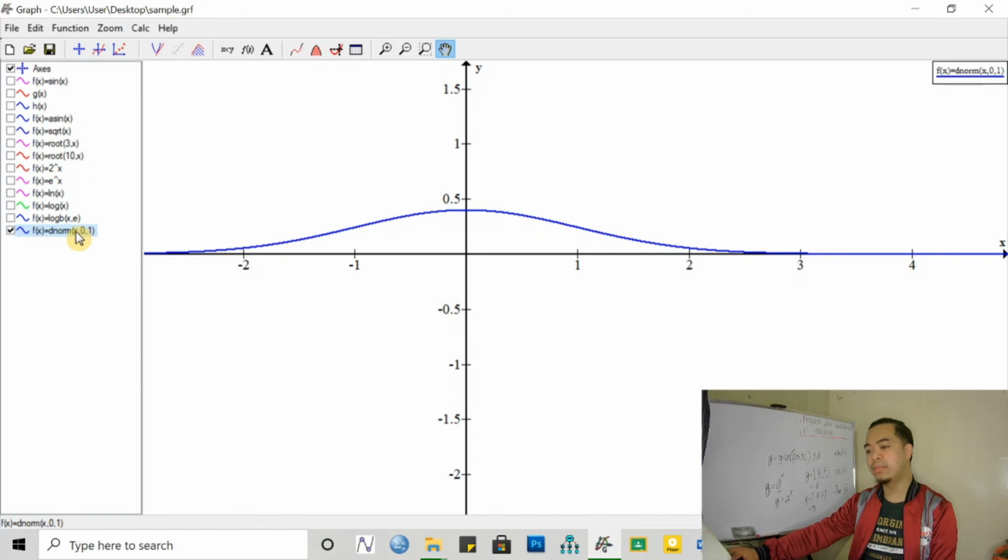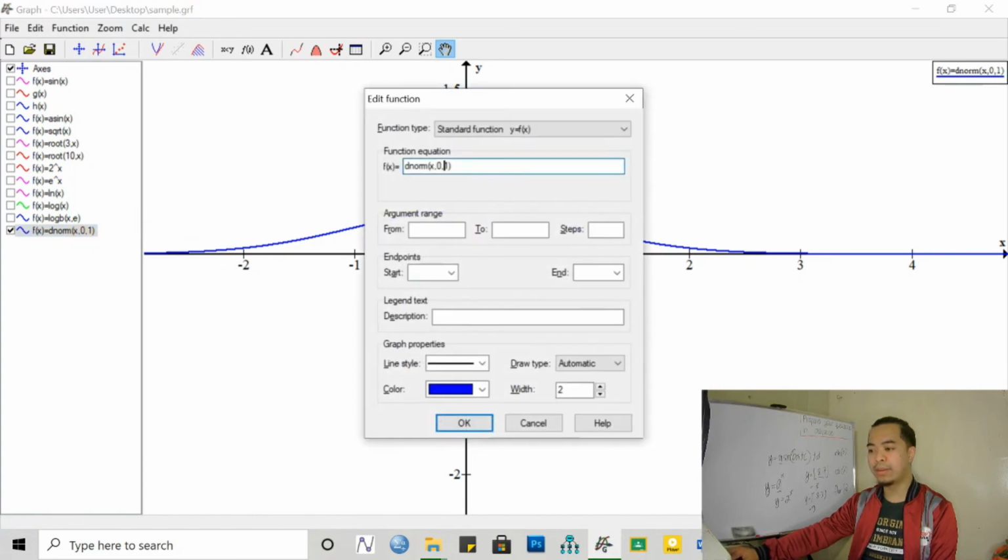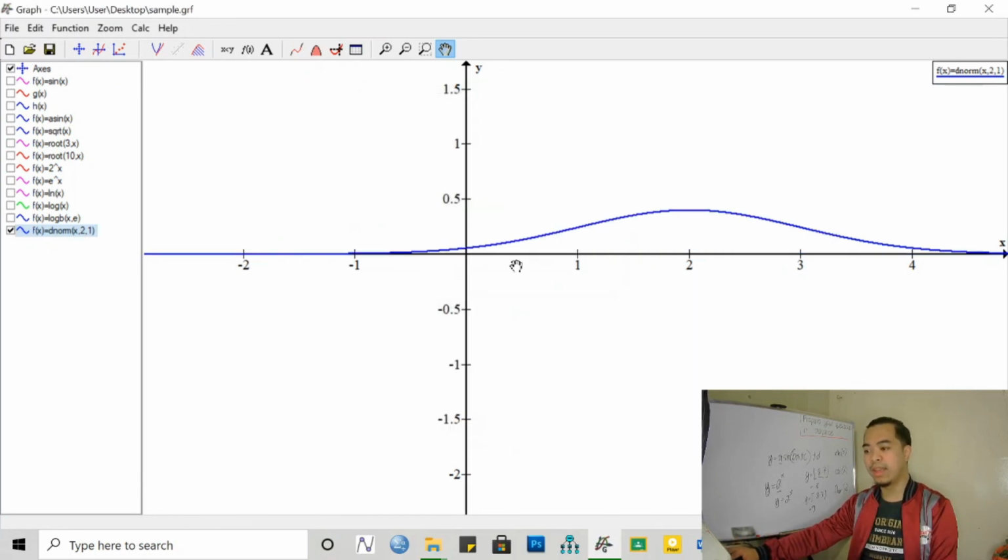If we want to change the mean from 0 to any other number, say 2, actually it's the same graph, only that it is translated to the right side. That means that changing the mean from 0 higher or lower would simply shift the graph of the standard normal distribution from left to right. So it's only translated horizontally.